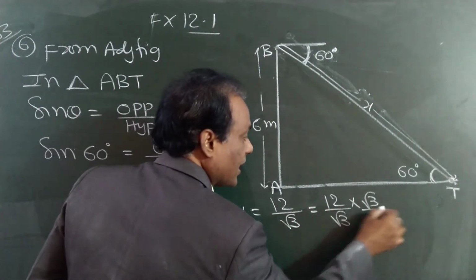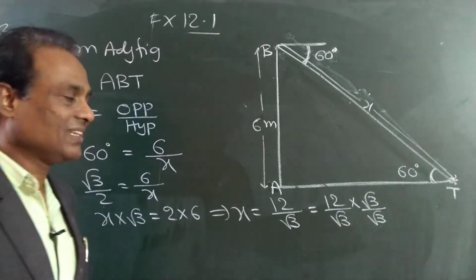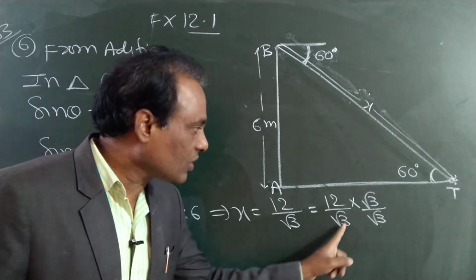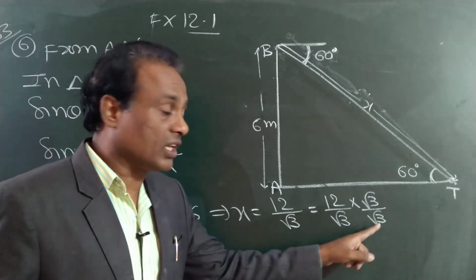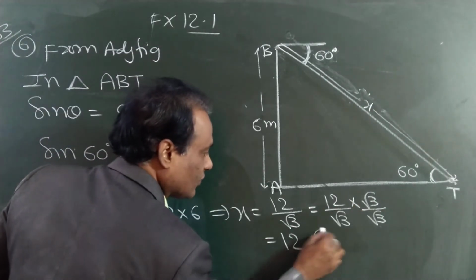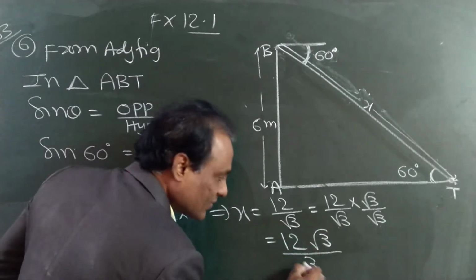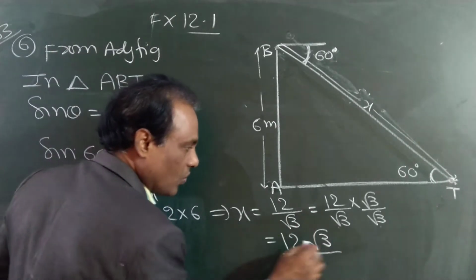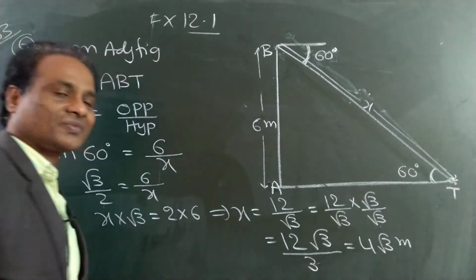Multiply and divide with root 3. Rationalize it. Root 3, if you multiply with root 3, the root will go and it will become 3. So multiplying the numerator and denominator with root 3, 12 into root 3 is the same. Root 3 into root 3 is root 9. Root 9 is 3. 3 fours are 12. So final answer is 4 root 3 meters.